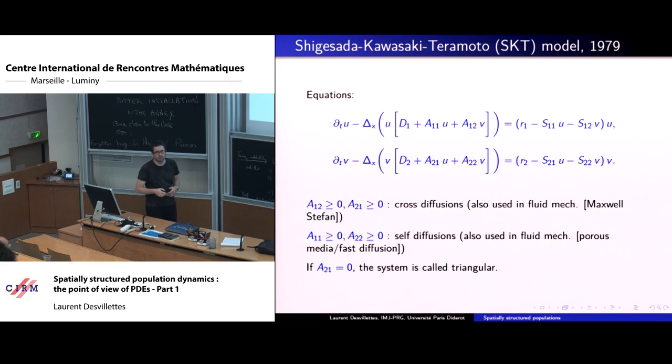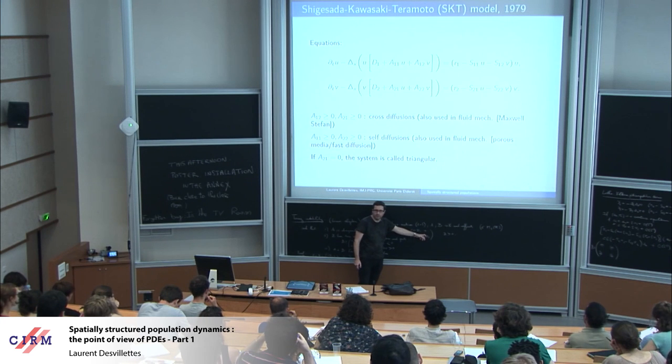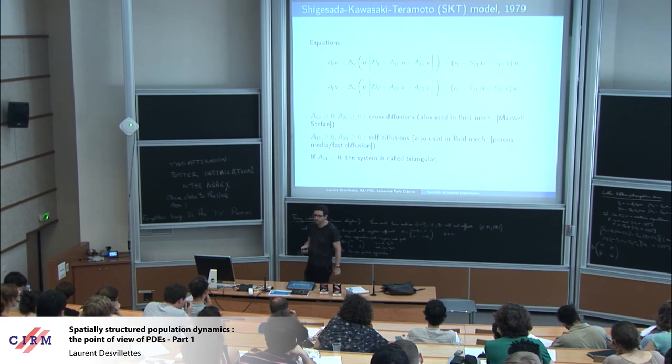the fortune of this model came from the fact that this model actually produces Turing instability because of this extra term here, even when it's triangular, when this term here is equal to zero. The cross-diffusion term here, in fact, changes the computation that we have in the Turing instability, because the matrix A that you add because of the diffusion is not diagonal anymore, but has an extra term here, and this actually modifies what you need in terms of signs in the matrix.